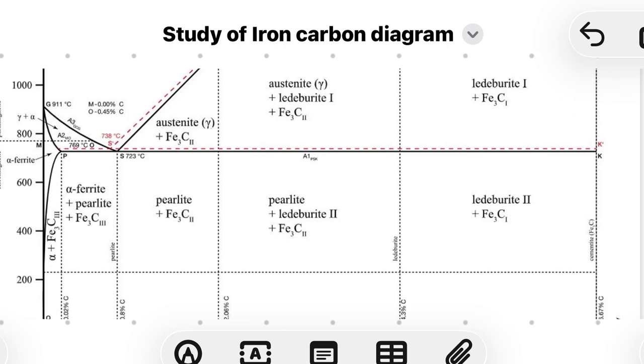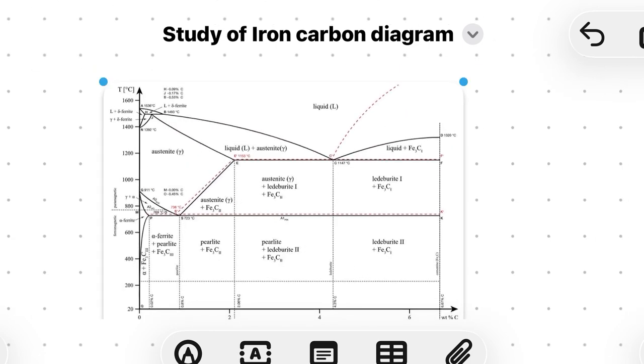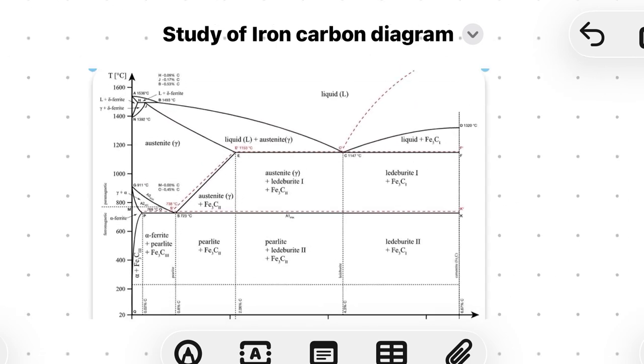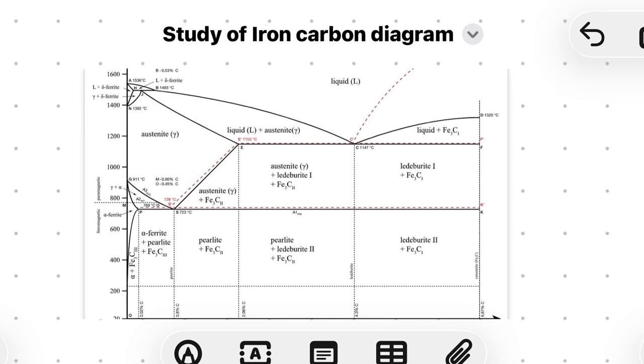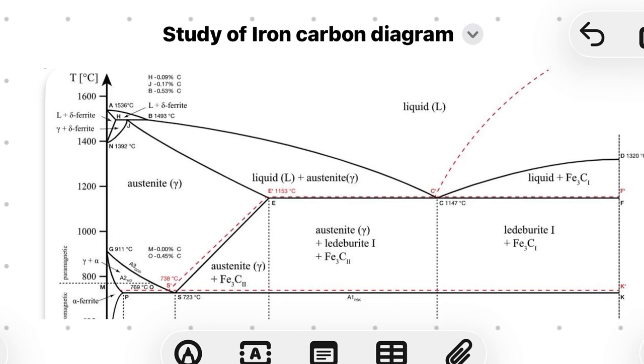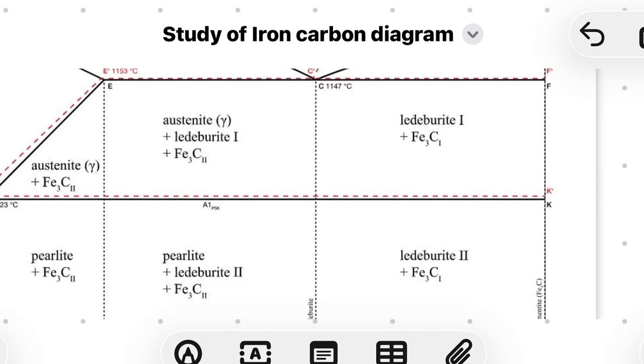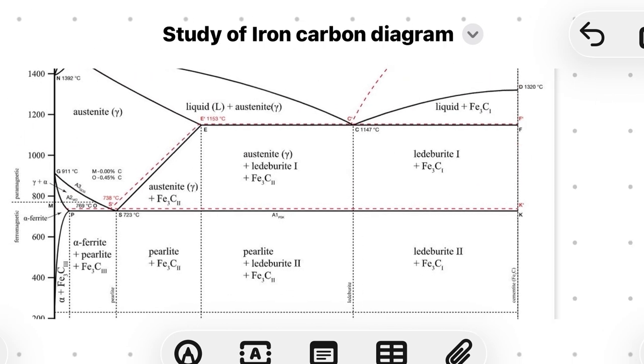So in our iron carbon diagram you can see there are different phases like austenite, cementite, ferrite, alpha ferrite, and also liquid phases. There are also different phases that can form according to the temperature variation. There are major stages you have to remember. There are three reactions.